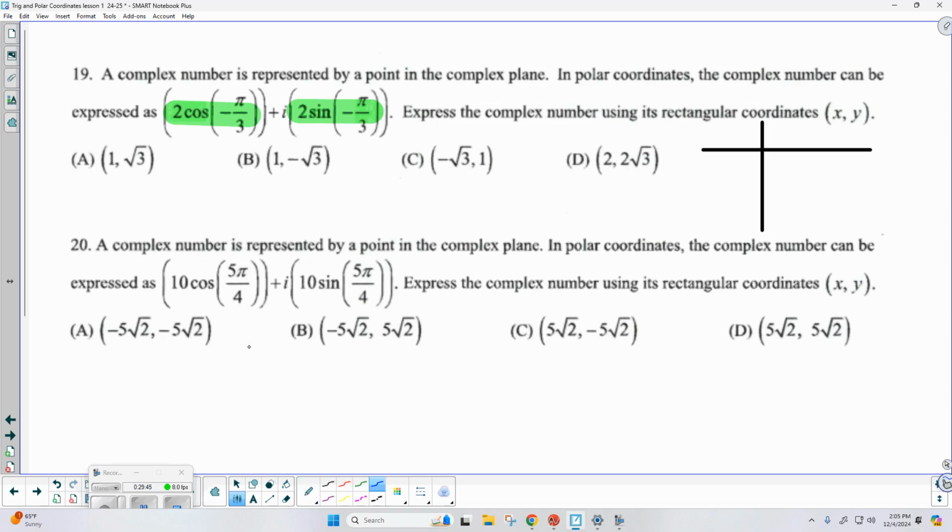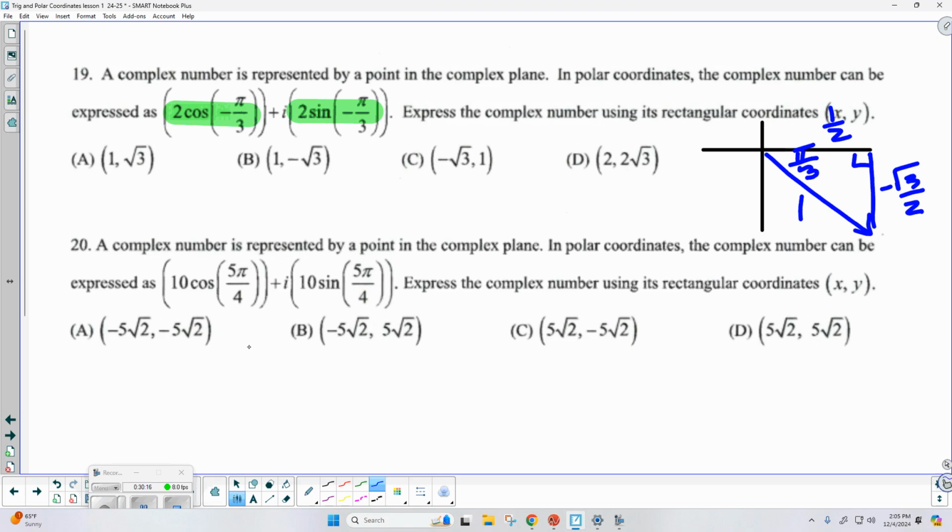Negative pi over 3 is going to be in the fourth quadrant. Remember, we rotated clockwise to get there. So I'm going to use this to create a right triangle. Hypotenuse is 1. I always forget, what's across from 60? That's root 3 over 2. And across from 30, there's your 1/2.